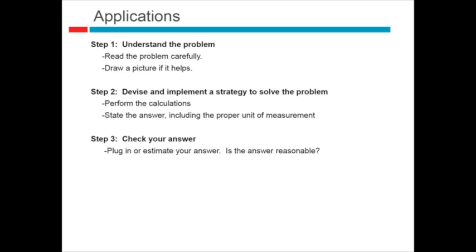After you feel like you understand the problem, second, you want to devise and implement a strategy to solve the problem. This should be like figuring out what kind of operations you're going to need to use in order to calculate and solve the problem. And then once you find that, you want to make sure you state the answer with the proper unit of measurement. And then third, it is a good idea to always check your answer. You can try to estimate your answer to see if it comes out to be reasonable, or plug your answer back in to see if it gives you one of the numbers in the problem.